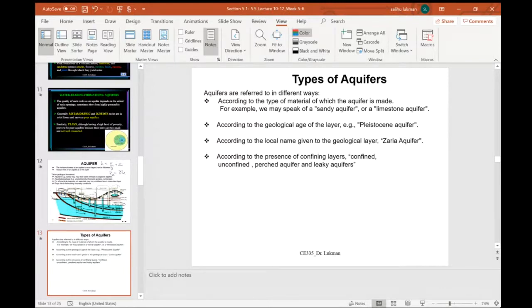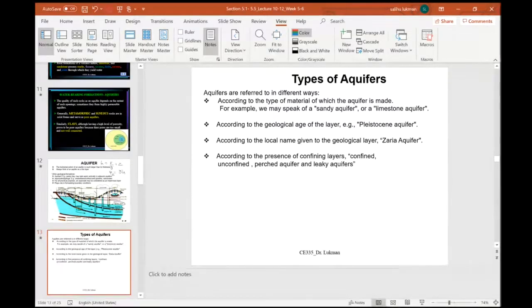And it can be named according to the presence of confining layers. Here we have confined aquifer or unconfined aquifer, and perched and leaky aquifers. This I explained in the previous figure. A confined aquifer is confined from above and below by impervious or semi-impervious layers, and a perched aquifer is confined from below by an impervious layer, although it did not join the water table yet, it is in the unsaturated zone. And then you have leaky aquifers, in which the confining layers are semi-impervious, meaning they allow vertical movement of water to and from the aquifer.